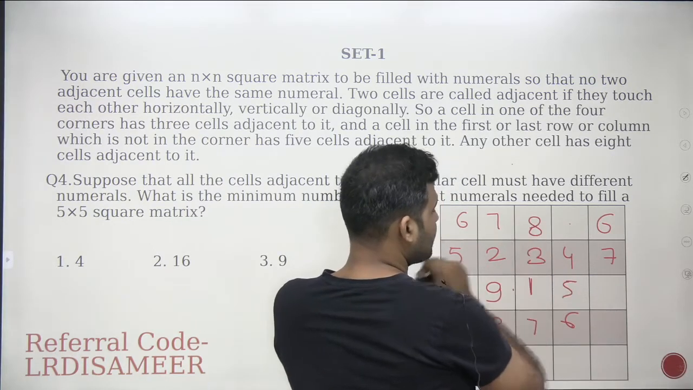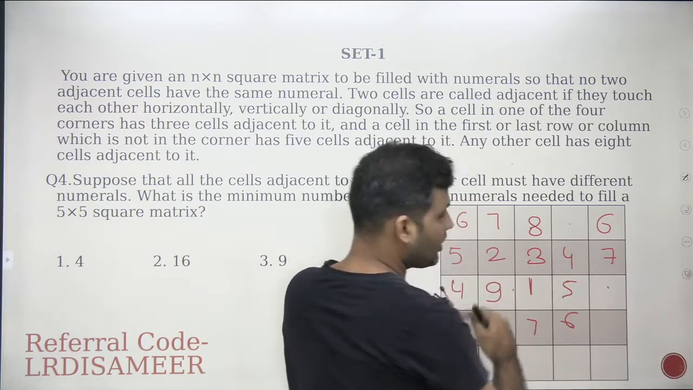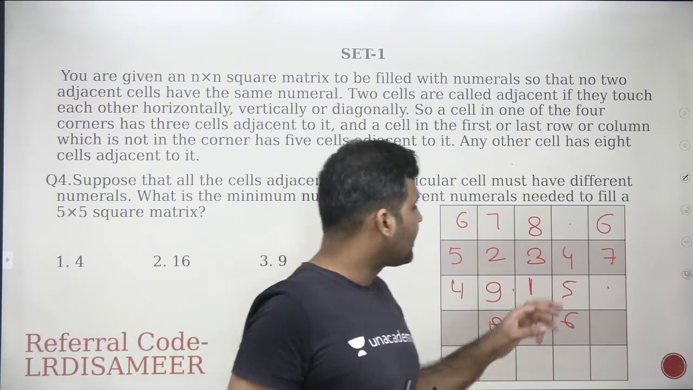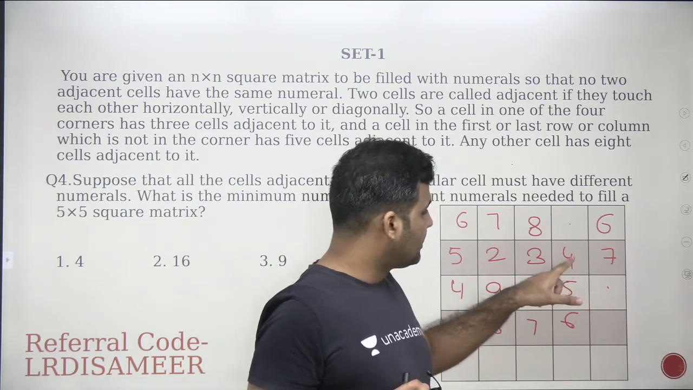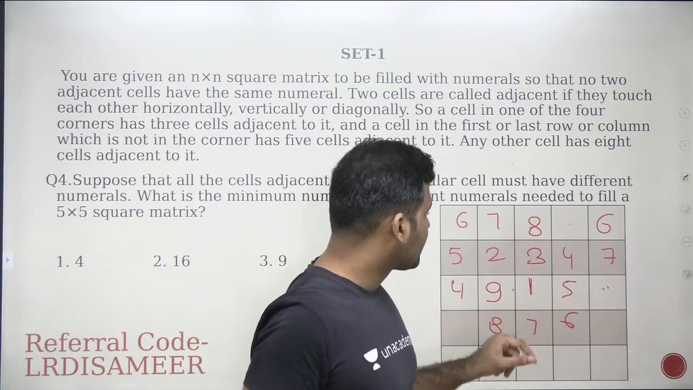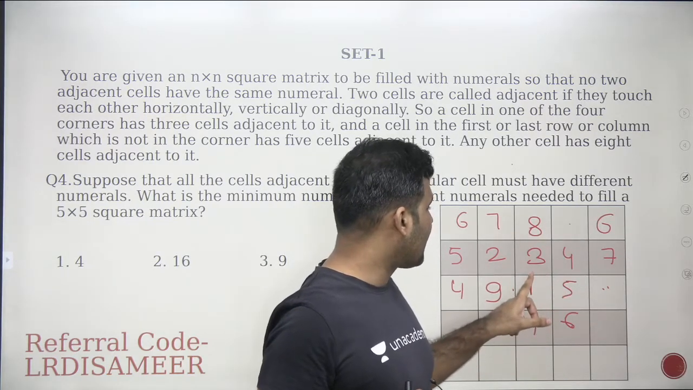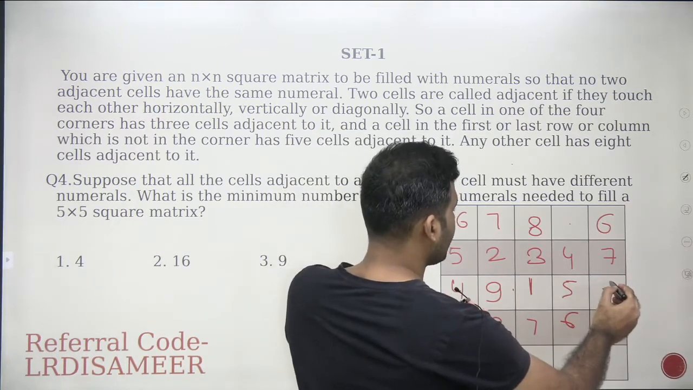4 is adjacent to this, right? 8 cannot be used here. 8 also cannot be used here. You see that? I cannot use the number 8 here because if I used 8 here, this particular cell would have the same number adjacent to it. So we have 1 here. What I am left with is 2, right? So I need to use the number 2 here.